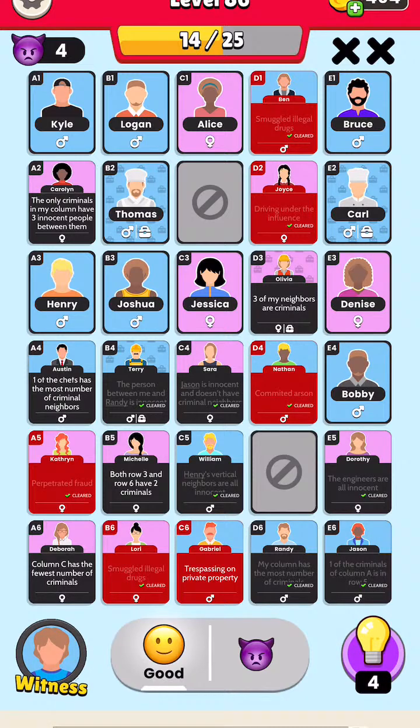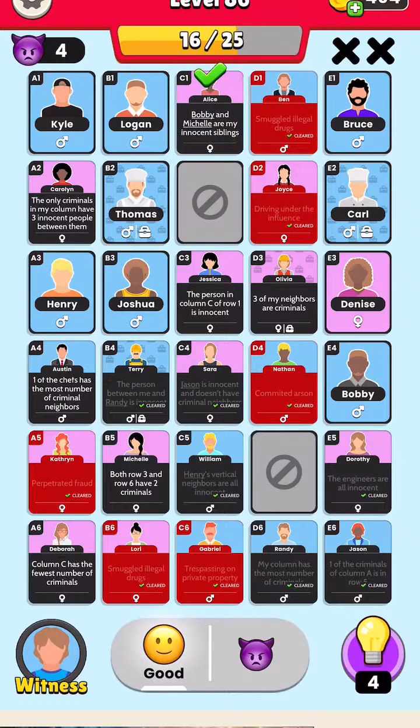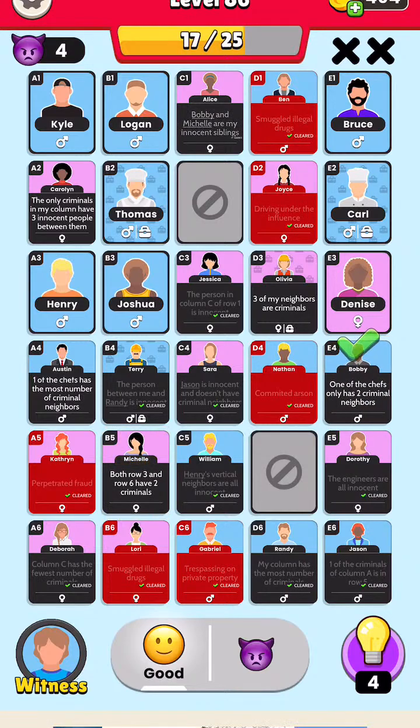Okay. One of the chefs... Okay, we read that already, and that's not very helpful. Column C has the least number of criminals. So I'm going to say that Jessica's good. The person in column C of row 1 is innocent. So Alice. Okay. Both Bobby and Michelle are my innocent siblings. Okay, so Bobby's innocent.